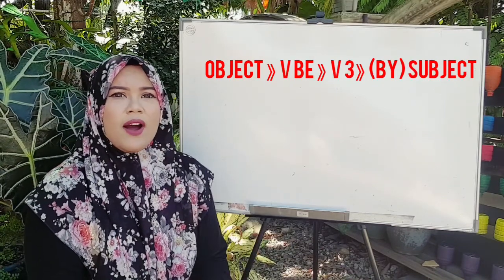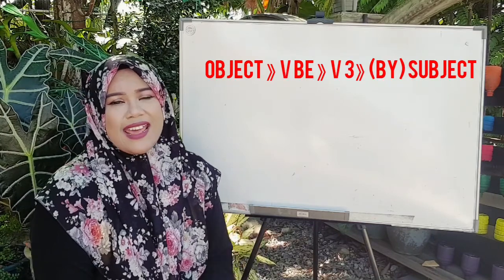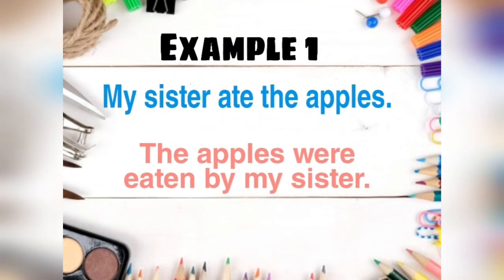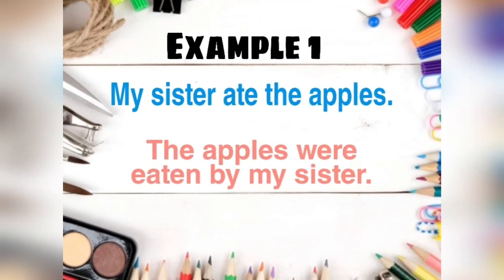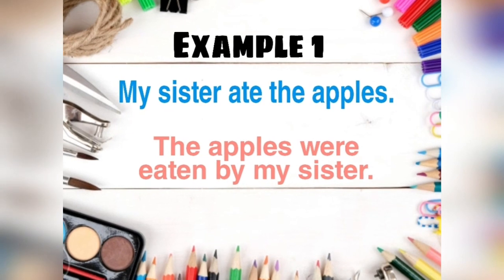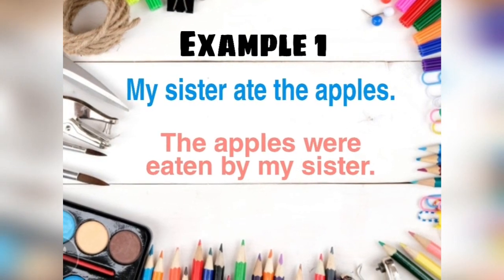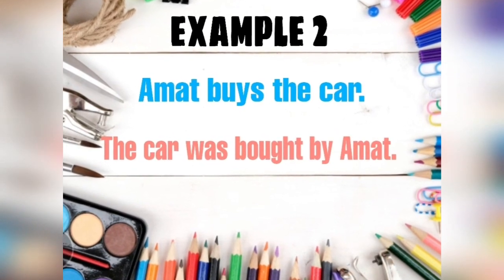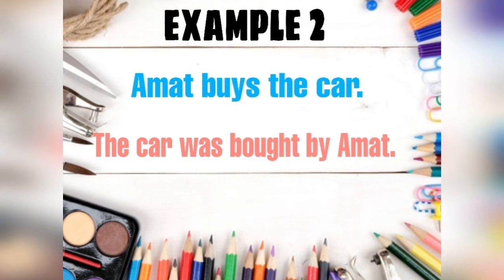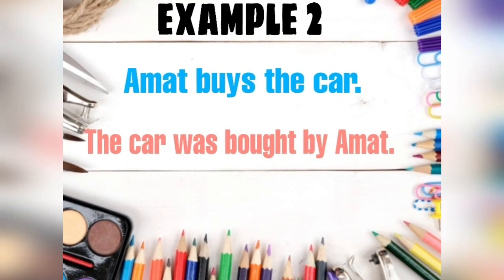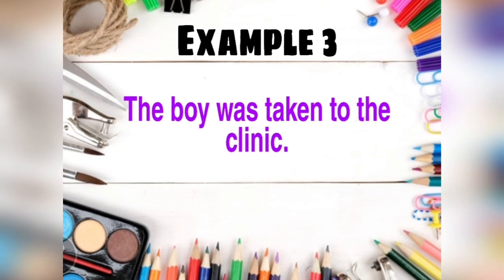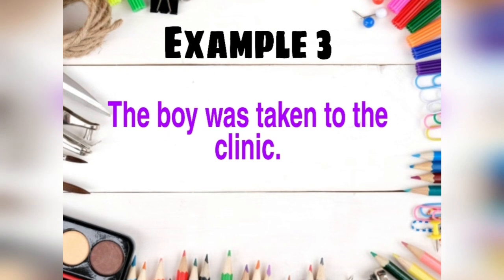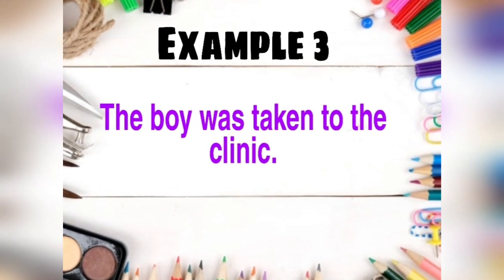Okay, I'm going to show you more examples. Okay, teacher akan bagi awak more examples on sentence written in passive voice. Okay. My sister ate the apples. Active voice. The apples were eaten by my sister. Passive voice. Ahmad buys the car. Active voice. The car was bought by Ahmad. Passive voice. The boy was taken to the clinic. In this sentence, you can add by the ambulance.